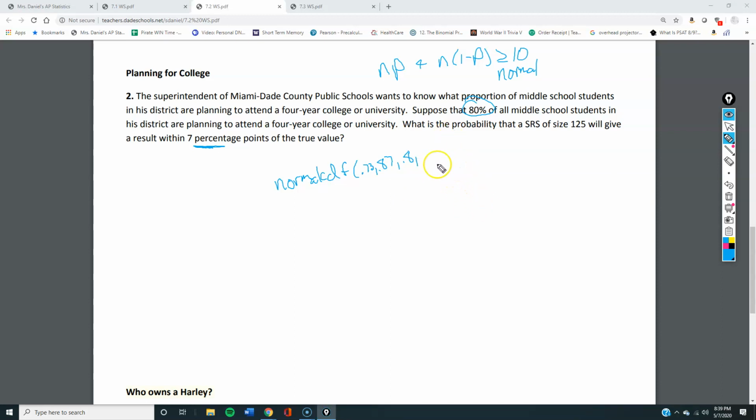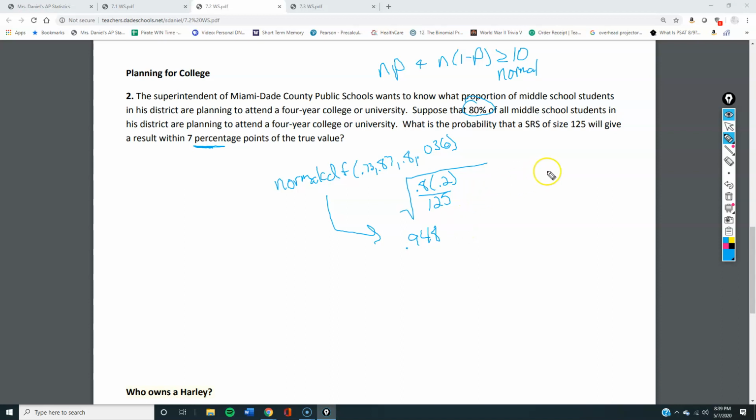I'm happy you asked. Remember, I have to do the square root of p, which is 0.8, times 1 minus p, which is 0.2, all over n, which was my sample size of 125. When I do that, I get the magic number of 0.036. That's my standard deviation. Plug that in my calculator, and I get 0.948. So about 95% of them fell within that range.